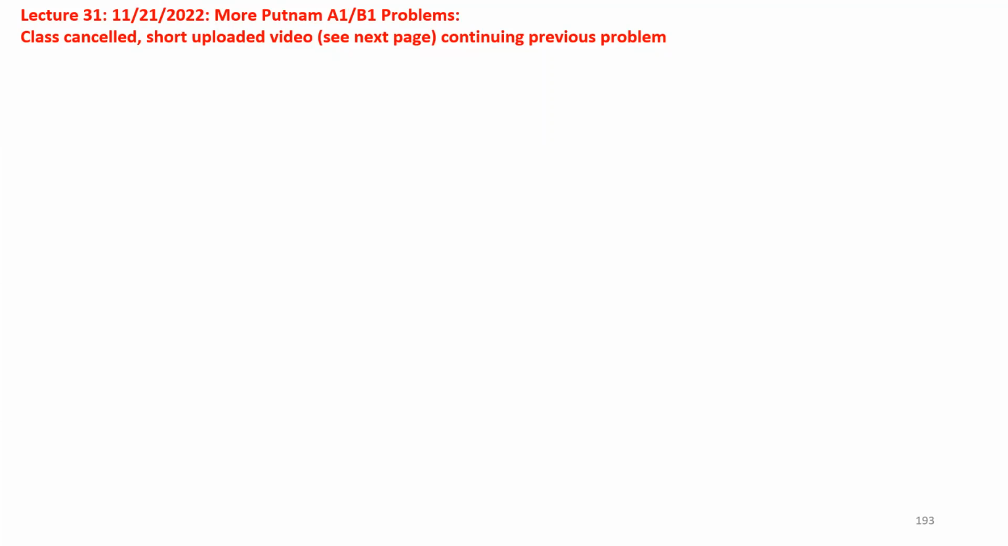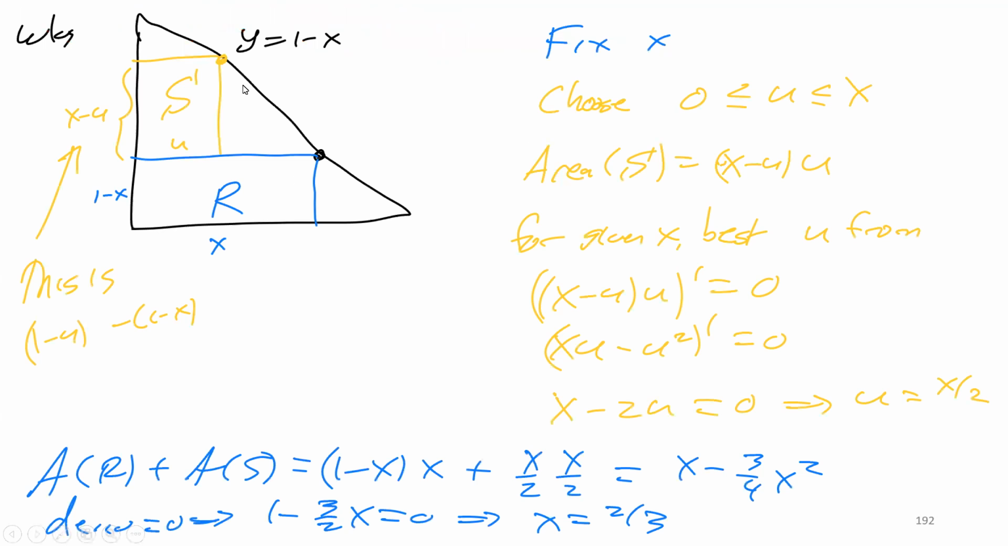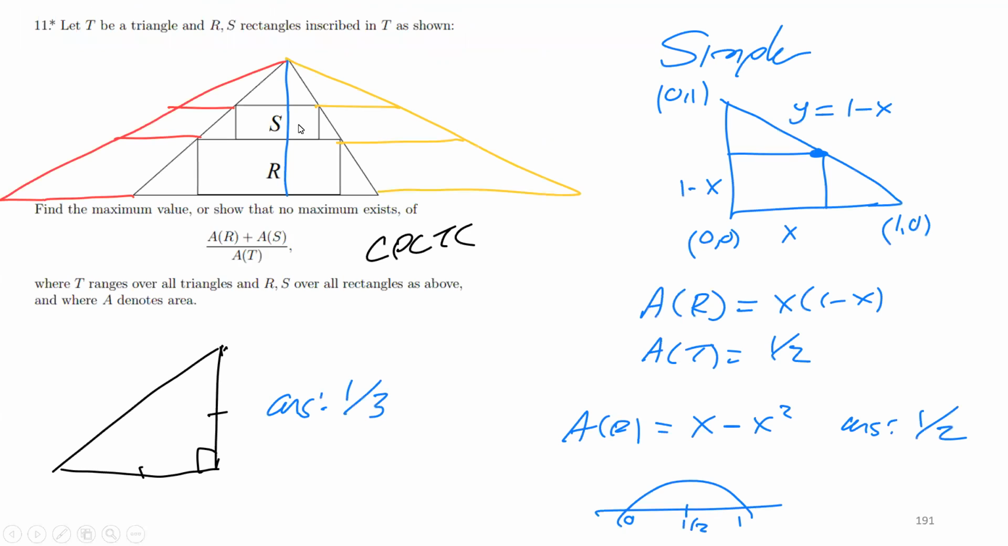Unfortunately, something came up and class was canceled today, so I wanted to just quickly record a few short notes about a problem that we were discussing previously. The problem was, given some triangle T, what are the maximum rectangles S and R you can construct? By that I mean we want the area of R plus the area of S divided by the area of T to be as large as possible.